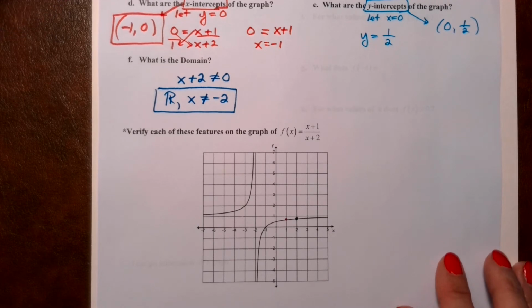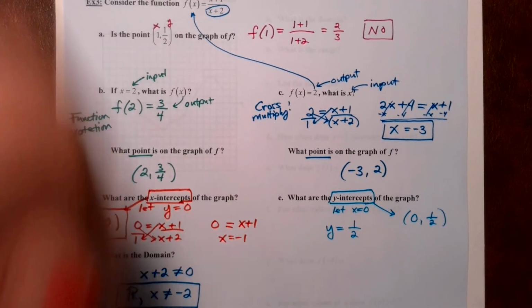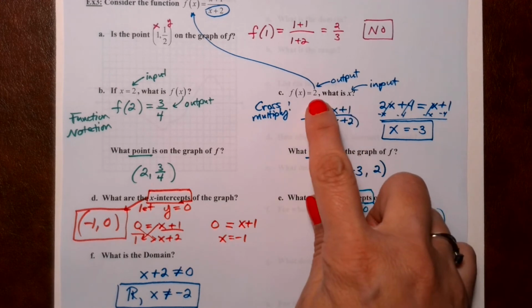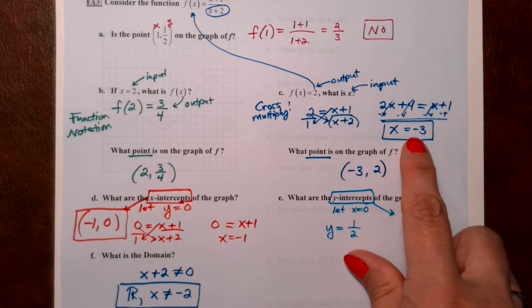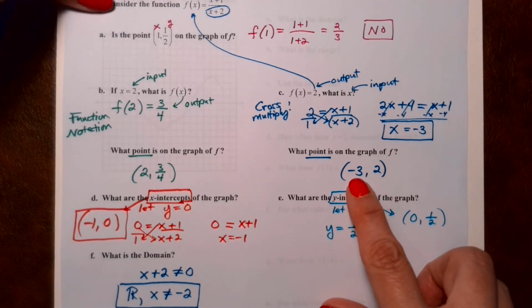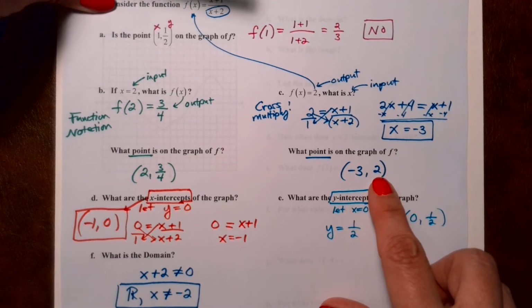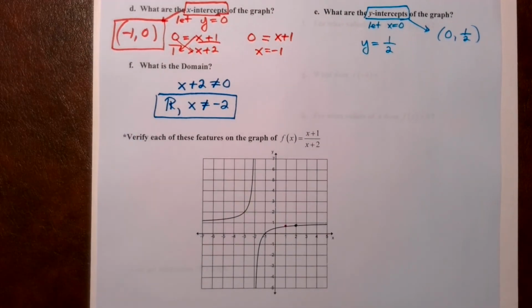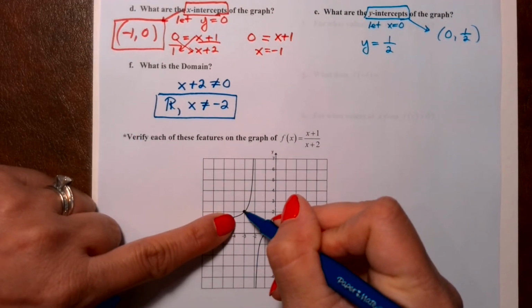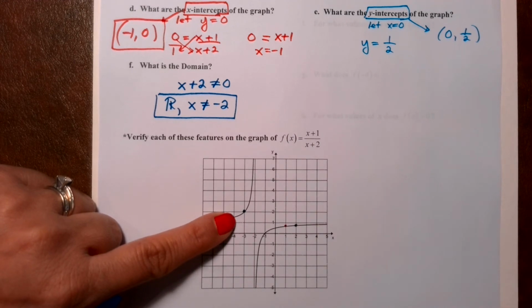Okay. For letter C, they asked us what the x value was to give us a 2. We figured out that x should be negative 3. So does negative 3 take us to 2? Let's go see. Does negative 3 take us to a value of 2? Indeed it does, right there. Yep.